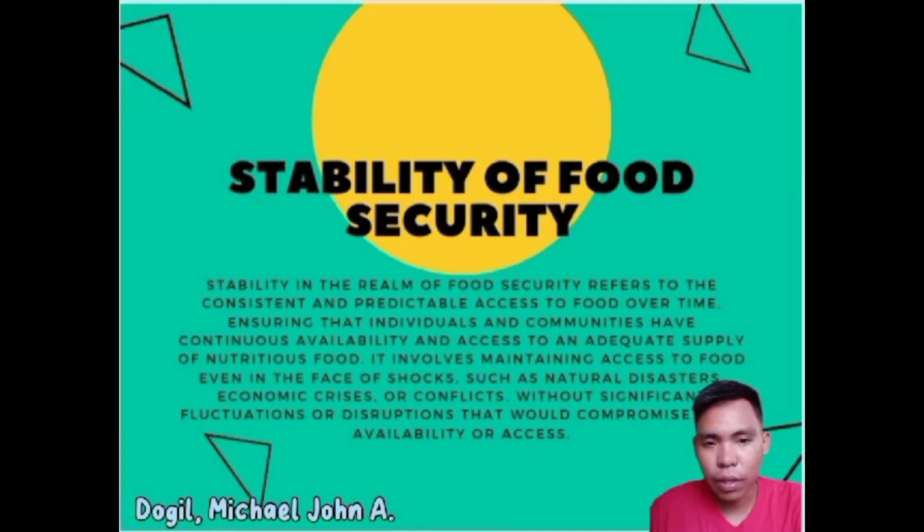Second is food safety, ensuring that food is free from contaminants, toxins, and pathogens, reducing the risk of foodborne illness. Next is cultural acceptability: respecting cultural preferences and dietary traditions, acknowledging the importance of local foods and food preparation methods.